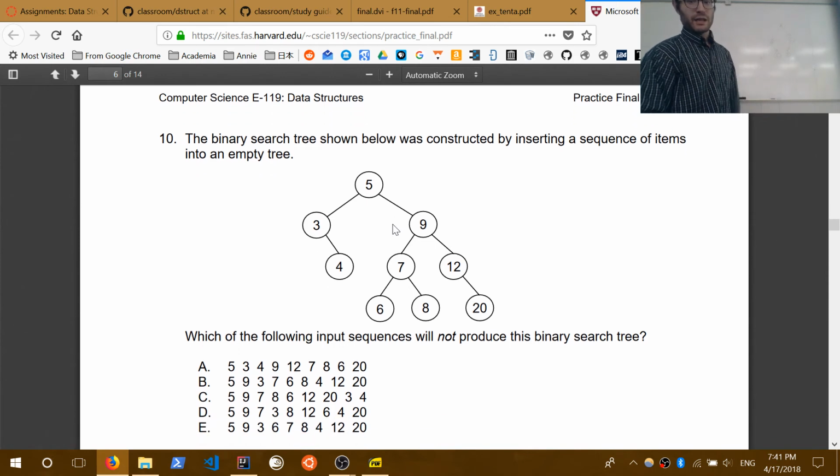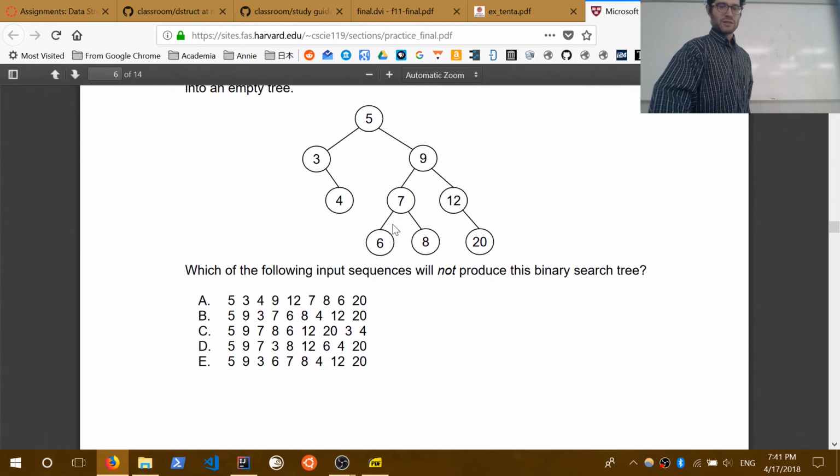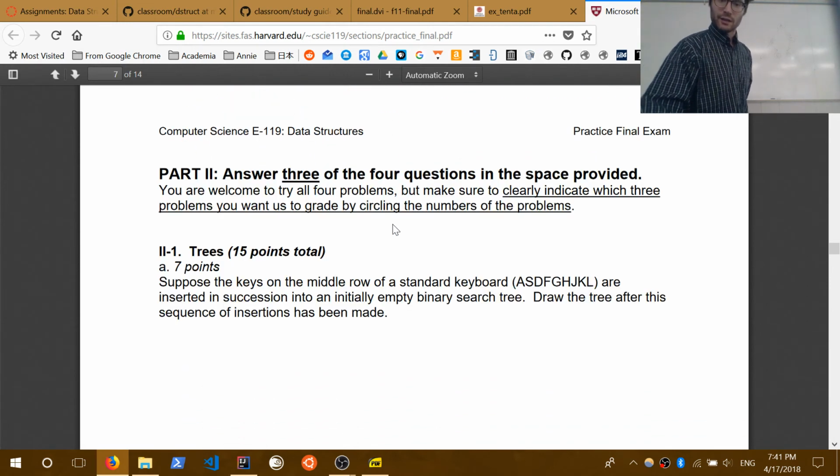So this is simply an empty binary search tree that was constructed by inserting a sequence of items into an empty tree. Which of the input sequences will not produce this binary tree? In other words, basically, can you construct this binary tree? I'll leave that one for later.